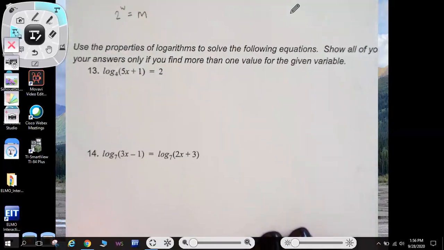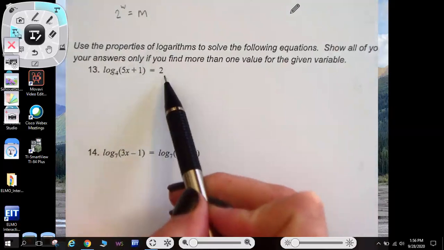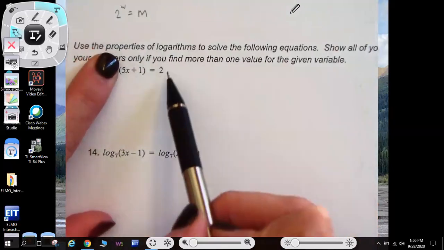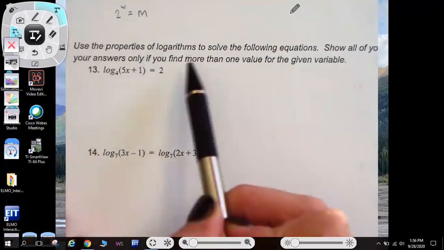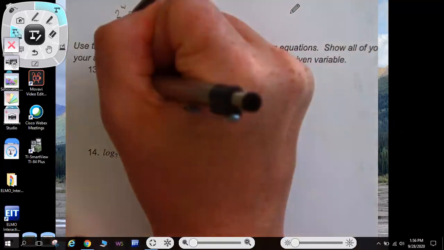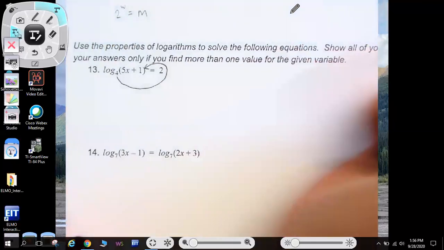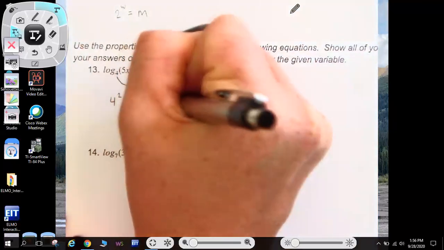Okay, so on number 13, we have a logarithm that's set equal to a number. We can't just leave this logarithm off because there's not a logarithm on this side to match it. So instead, we're going to change this to exponential form. So if you need to use the loop trick, you start at 4 and draw a counterclockwise loop. You should get 4 squared equals 5x plus 1.